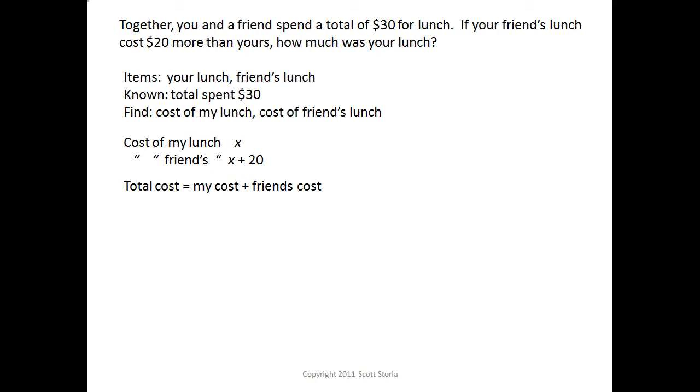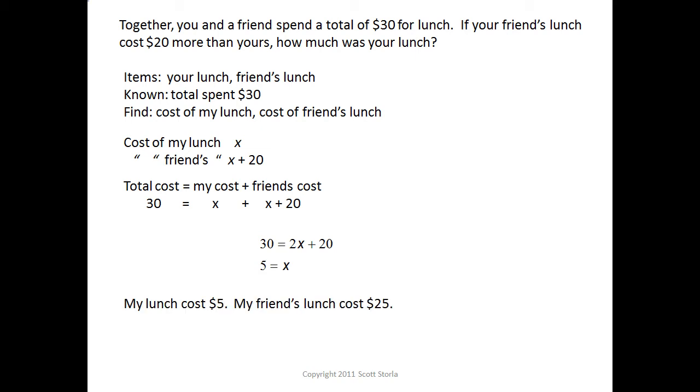I can now just start to substitute. The total cost is 30, my lunch is x, my friend's lunch is x plus 20. Once we've translated to algebra, it's pretty easy to solve the algebra because of the work you've previously done with solving equations. We find then that the real cost of my lunch was $5. My friend's lunch was $20 more, so their lunch cost $25. And together, it's supposed to be a cost of $30, and it is.